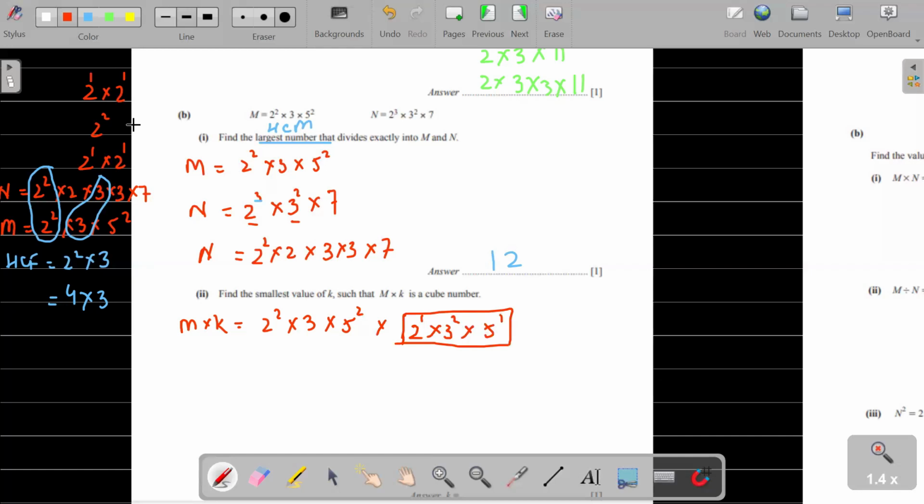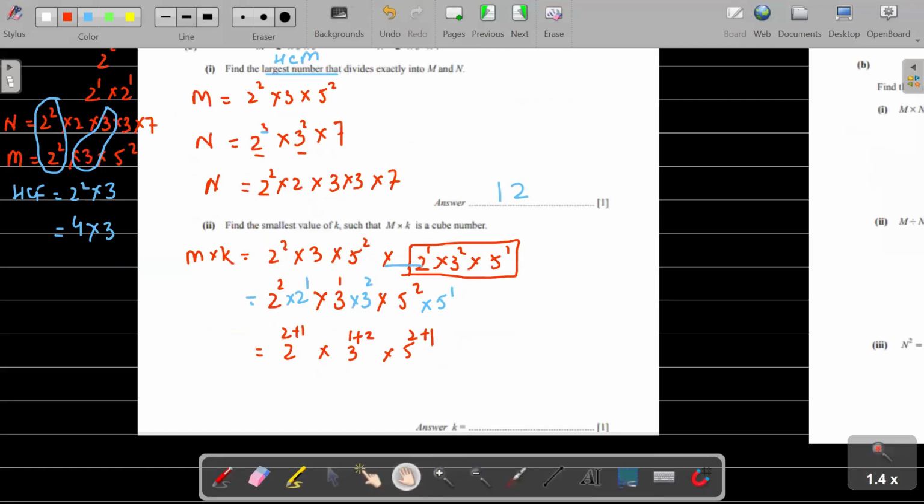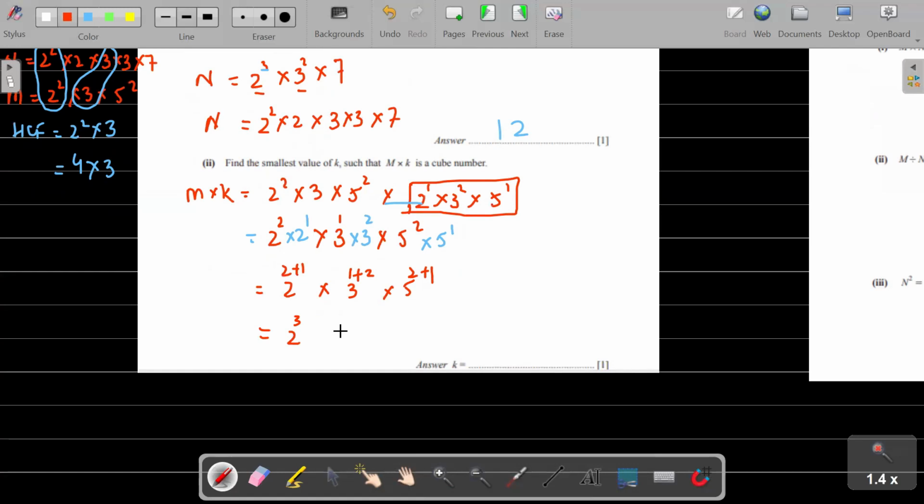When I do this, you can see what will happen. Our number will increase. First, I'm going to write this as 2 raised to power 2 times 3 raised to power 1 times 5 raised to power 2. Whenever I multiply with this number, 2 raised to power 1, 5 raised to power 1, the base is the same, so the power is going to add up. 2 plus 1, the base is the same, so the power adds up. Same way here. And you can see now the prime factors all have the power of 3.